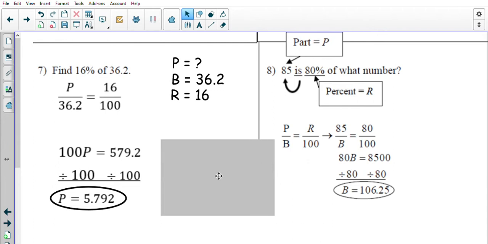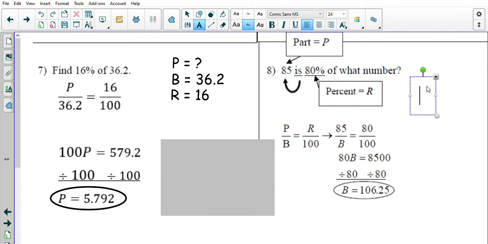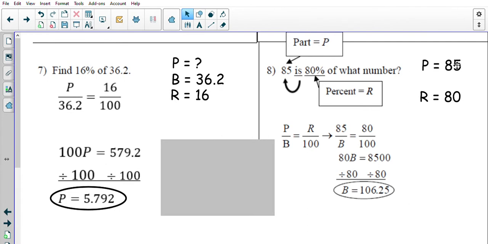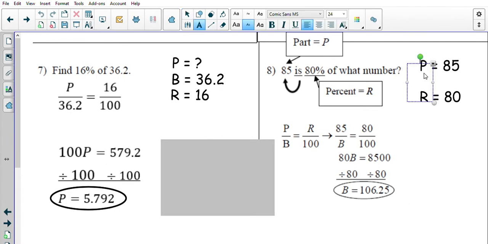All right, number 8. So 8, 9, and 10 are going to go hand in hand. 85 is 80% of what number? So obviously 80% is going to be my R. 85, though, is the part. In this case, my unknown actually is the base because it says "of what number," meaning out of what. So B is my unknown in this case.